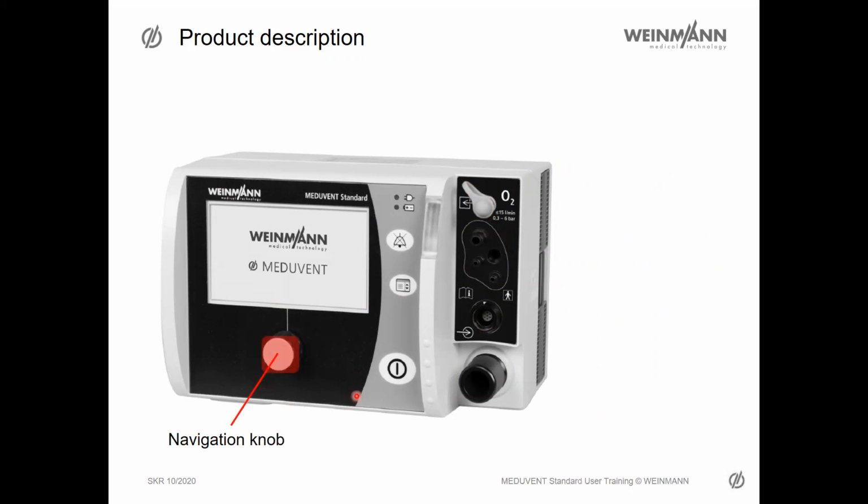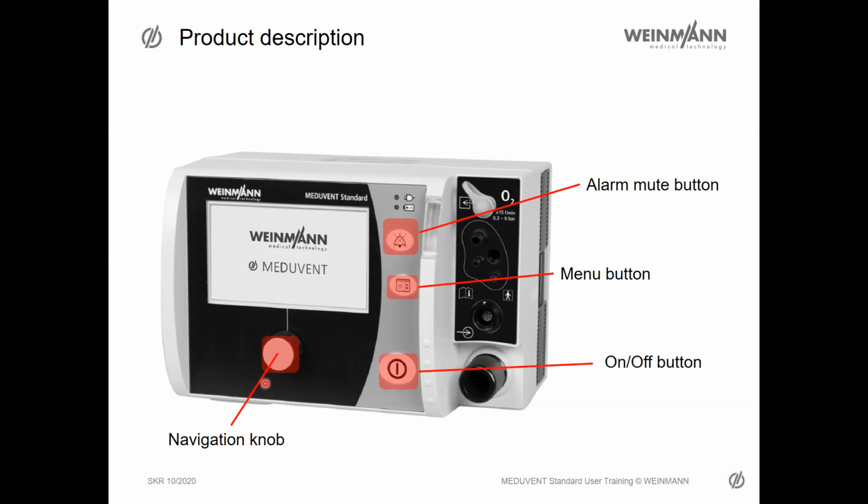In the middle of the MEDUVENT, we have the navigation knob. So every movement in the software will mainly be done with the navigation knob. So we have the alarm mute button. When you press this button, you have 120 seconds of muted alarms. Only technical alarms will be let through. Then we have the menu button where you enter the user menu, and we have the on-off button where you can start and stop the device.